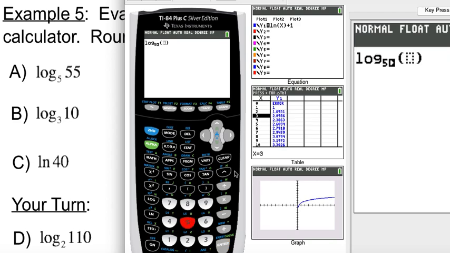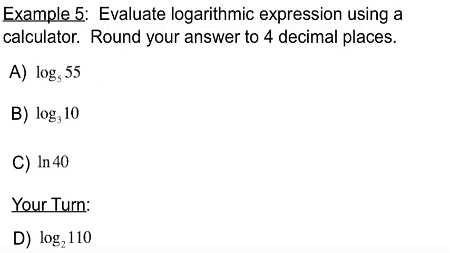So log base 5, use the right arrow, go over inside the parentheses, hit 55, I'm going to hit a right arrow, and then I'm going to hit enter. It's going to tell me it's 2.489896102. We're supposed to go up to 4 decimal places. So 489, it's an 8, but that 9 is going to round that 8 up. So it's 2.4899.